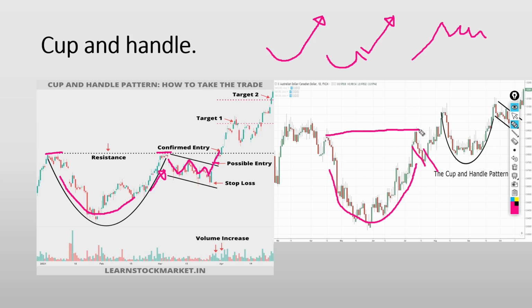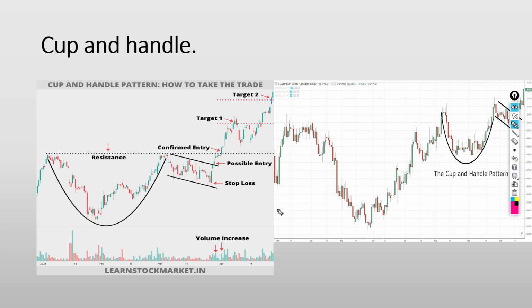So this would have been the entry. Here you formed it, you get your handle, so this is the entry. Okay, as simple as that. So that's a cup and handle.